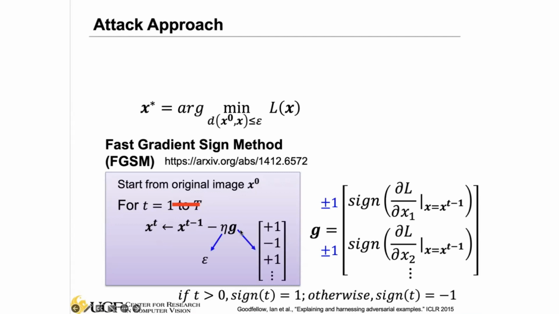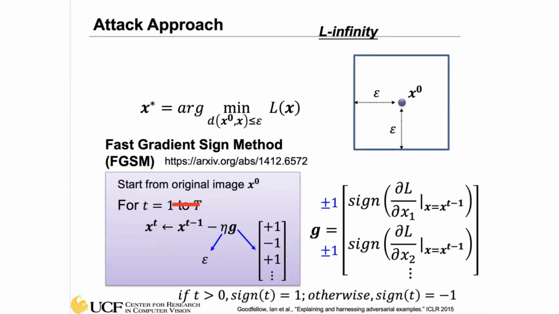And typically we set the learning rate equal to epsilon, because this is the maximum we can get. Because you're doing just one step, we want to make sure that in this single step, you are able to achieve the change that is able to alter the prediction of the machine learning model. So this is the fast gradient sign approach to quickly generate some perturbation for adversarial attack.